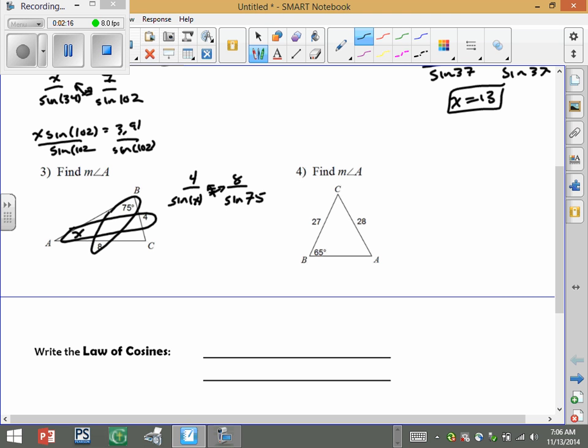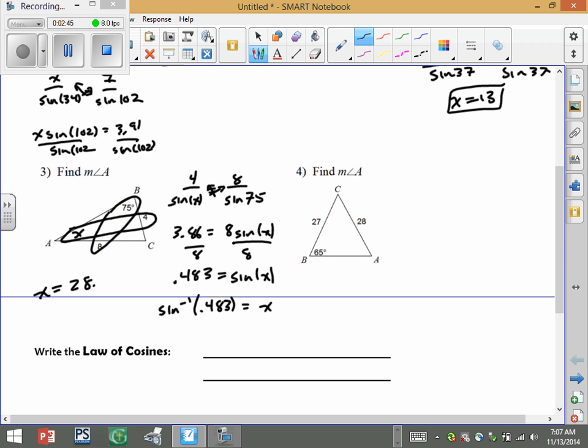So we have 4 times the sine of 75 is 3.86 equals 8 times the sine of X. Divide both sides by 8. That puts me at 0.483 equals sine of X. And now we need to do the sine inverse to undo sine. So hit second sine, and we'll grab that answer, and X here is 28.9.